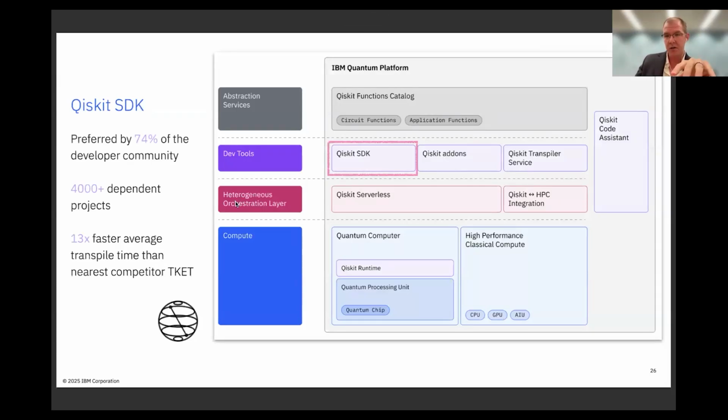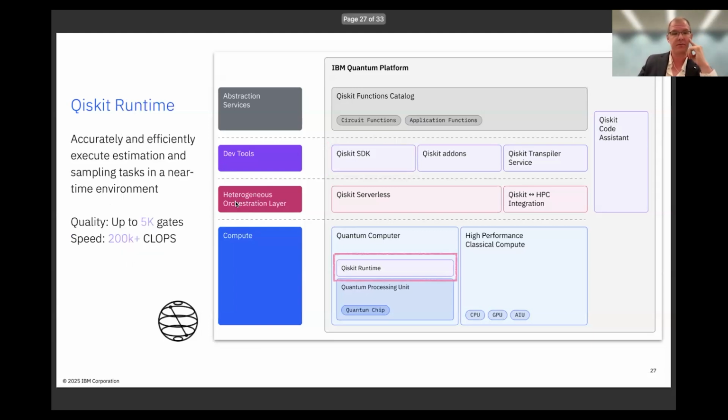I'm not going to go into all of these pieces in a lot of detail, but on the right is the overall perspective of the IBM quantum platform, starting from the bottom with hardware, moving up to an orchestration layer, again that quantum-centric supercomputing, developer tools, and then abstraction services. So again, this Qiskit SDK is the core SDK. It's the thing that people like you would use to write quantum circuits and submit them to our IBM quantum processors. It's preferred by over 74% of the developer community. It has a large number of dependent projects on GitHub. So I'd say it's a really strongly integrated part of the quantum software ecosystem.